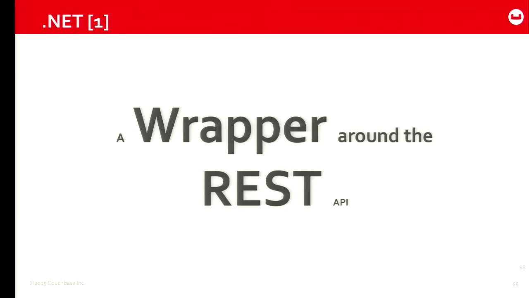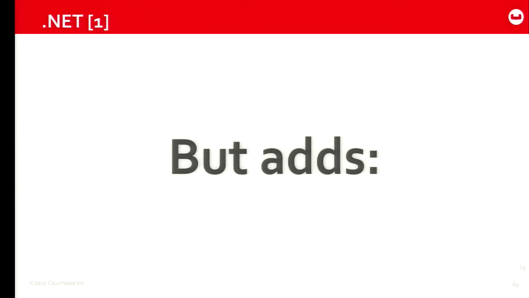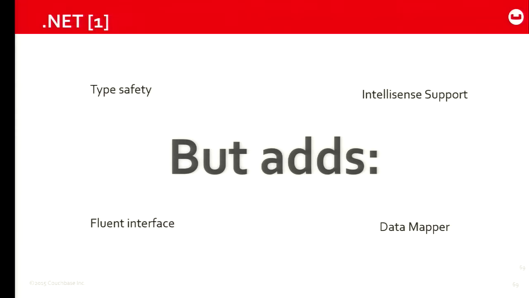It's also a wrapper around the REST API that's exposed by the query service itself. And with that, you get additional things like type safety, IntelliSense support, and a fluent interface with method chaining for adding parameters, etc. It also has a data mapper that takes your JSON objects and converts them either to a dynamic type or to a POCO, a plain old CLR object.